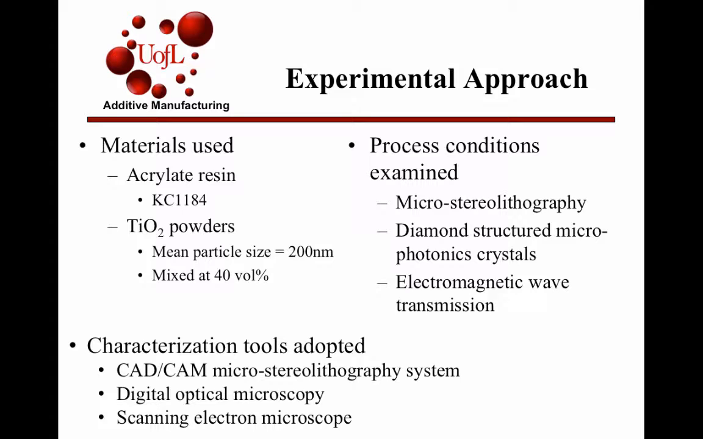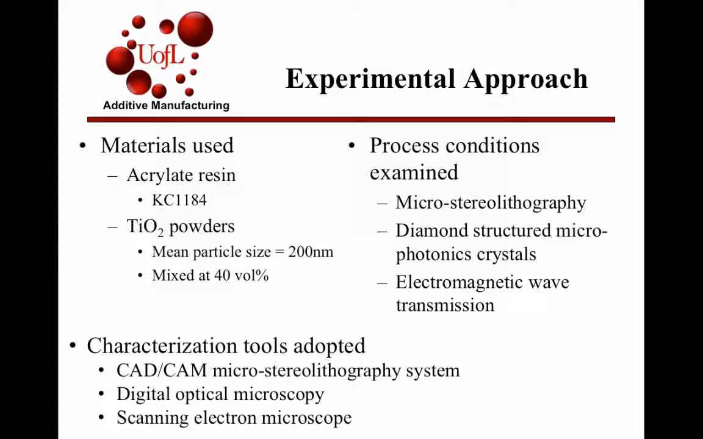What they used for these was a CAD microstereolithography system, which would be the same as a stereolithography system, but it came out in smaller layers. They did 400 layers on a 200 micron diamond part. And then to view these, they used digital optical microscopy and scanning electron microscopy.